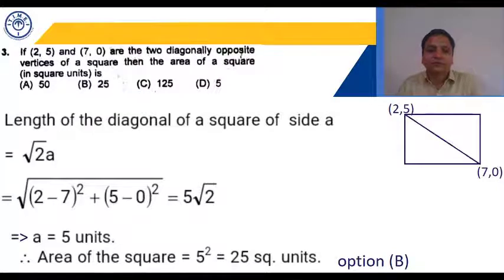Am I clear? Sure. So we use distance formula in this case, and from distance formula, we get the length of the diagonal. Diagonal is 5 root 2. And if side is A, it is A root 2. So A root 2 is equal to 5 root 2, so value of A comes out to be 5. Then we find the area of the square, which is 5 squared, that is 25 square units.